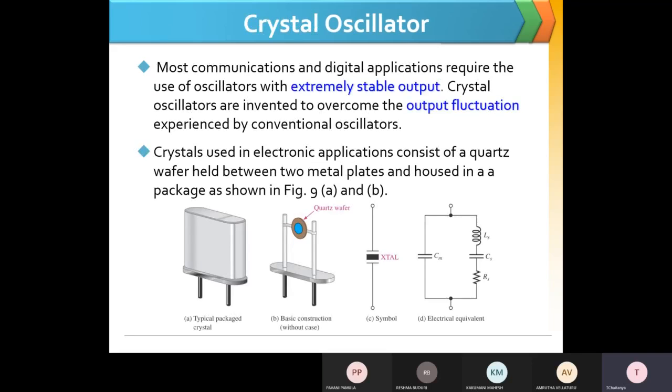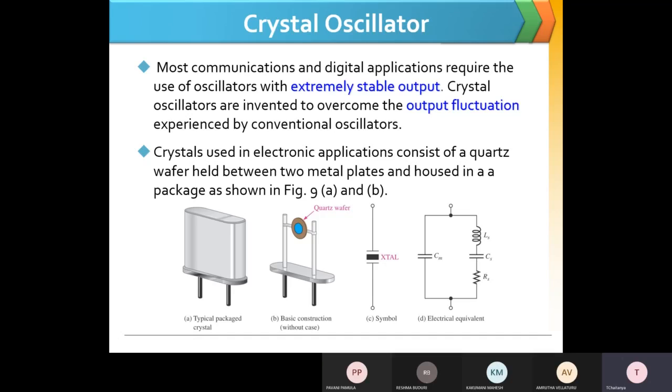Next one is the crystal oscillator. Most communication and digital applications require the use of an oscillator with extremely stable output. Crystal oscillators were invented to overcome output fluctuations. Nowadays everywhere we use the crystal oscillator as the preferable one, because its stability is high compared to the Hartley and Colpitts oscillators.